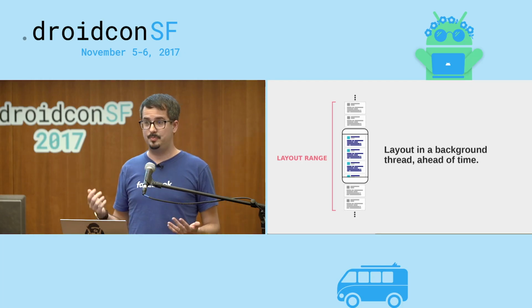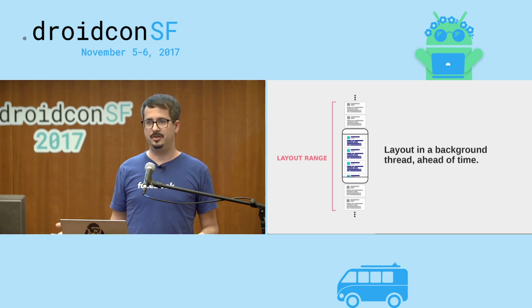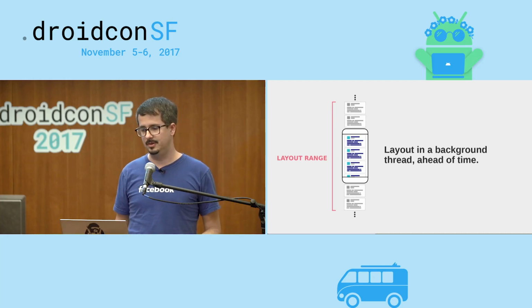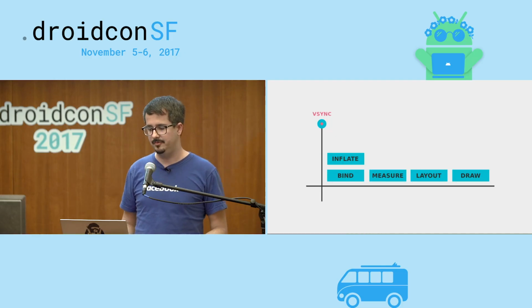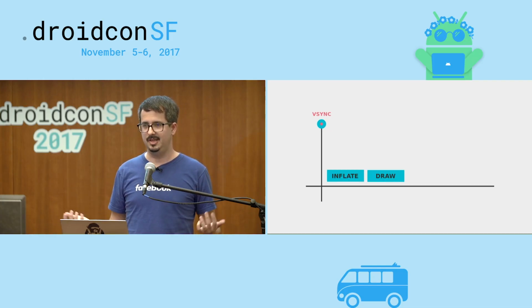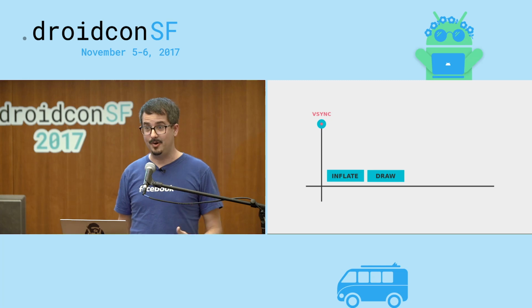So Litho is pre-computing the bounds of your views before they are displayed on screen, essentially. So that whenever they are visible, the cost of measuring them is going to be minimal. Going back to that frame that I described before, when you have inflate, bind, measure, layout, draw, in the Litho world, you don't have the cost of measure and layout at all because you've done all the work already. So you're already in a much better place in terms of frame time when things become visible on screen.